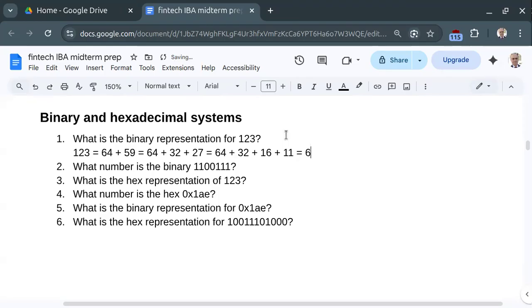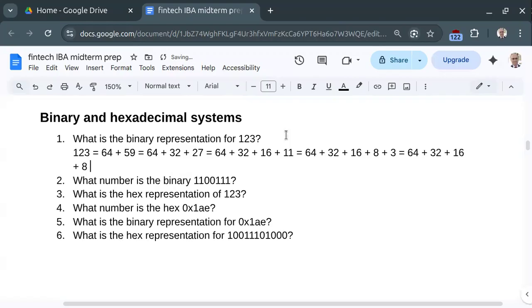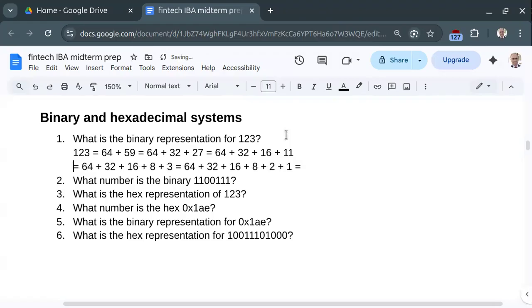So then you're going to have 64 plus 32 plus 16 plus 11. Well, there is an 8 there, right? Plus 3. And then you're going to have 64 plus 32 plus 16 plus 8 plus 3, which is basically 2 plus 1. That's easy. Those are all powers of 2, right? So I have written basically 123 as a summation of powers of 2.